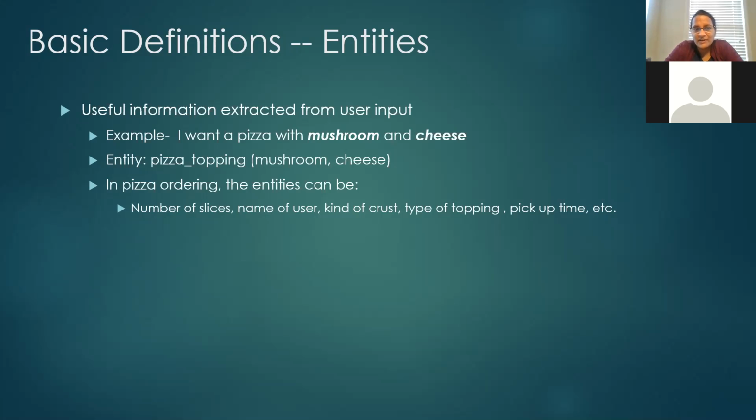In pizza ordering, there can be different types of entities: the number of slices, the name of the person who is ordering, what kind of crust you want, and the pickup time or delivery time. These can be used as entities. Entities are basically very specific information. They are very good because if your chatbot is giving generic responses, then the end user may not like it, and the whole idea of providing a human touch to your machines is not serving the purpose. So it's always a good idea to create entities with your chatbots so that there is a little bit of personalization.